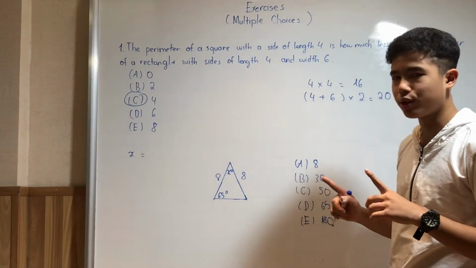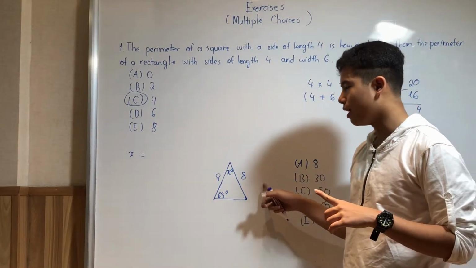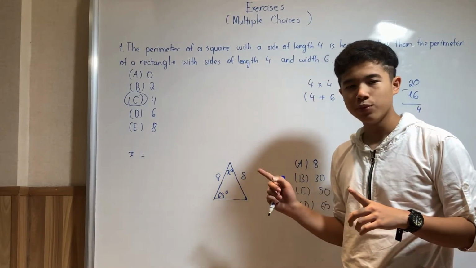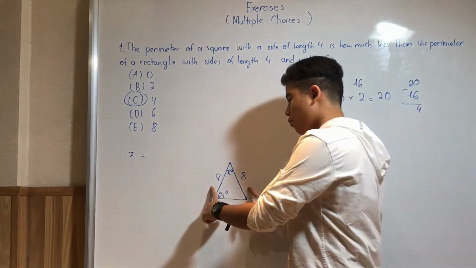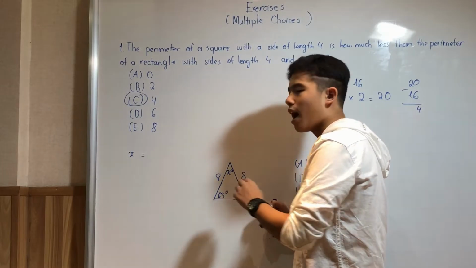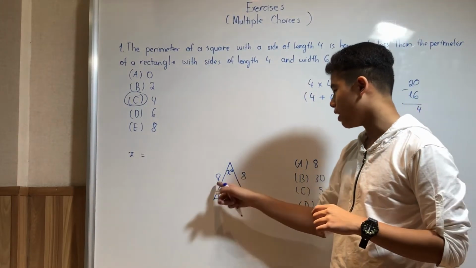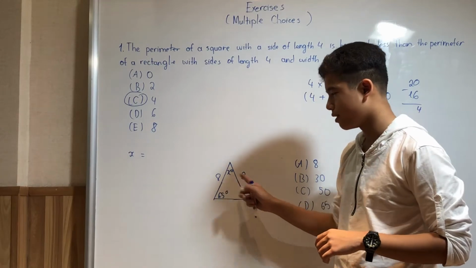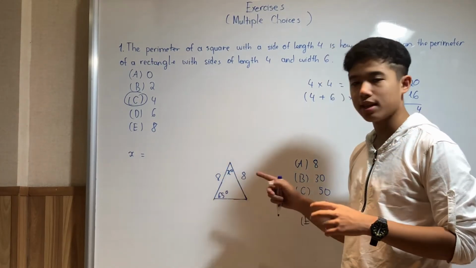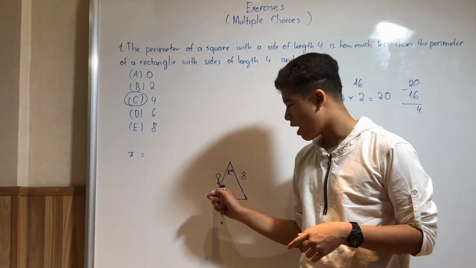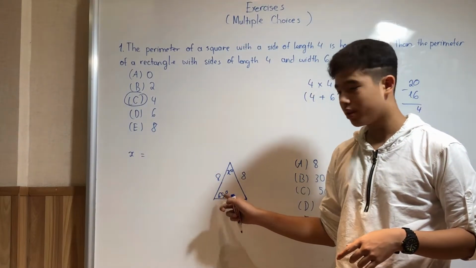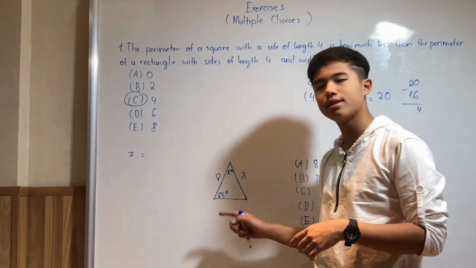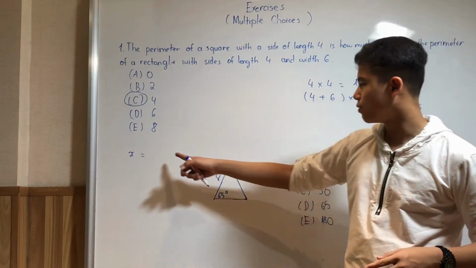This one is kind of tricky. In this triangle, they gave us 2 sides marked 8 and 8. So these are the same. 2 of these sides are equal, and they gave us this angle right here is 65 degrees, and they asked us to find x.